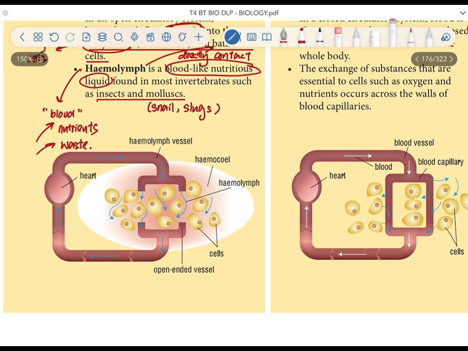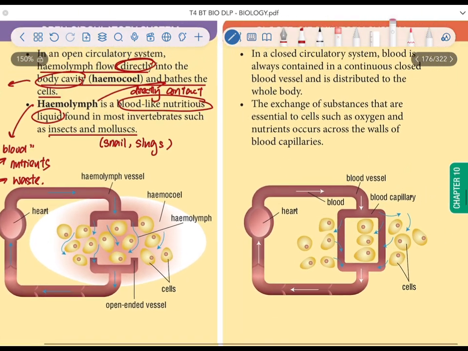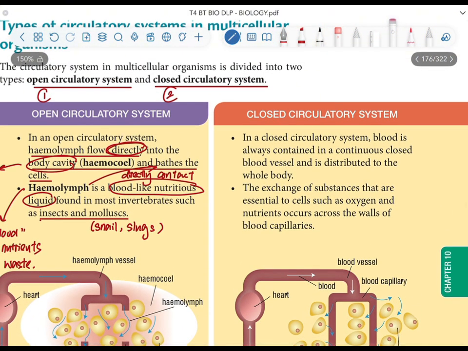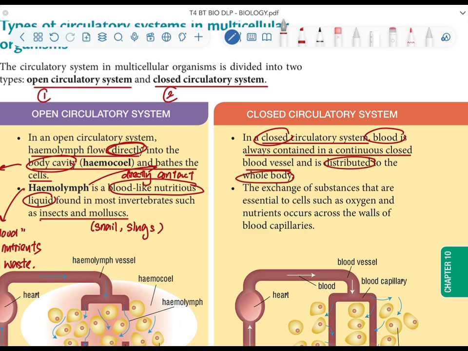Okay, next we're going to look at what is meant by the closed circulatory system. First of all, we need to know why one is open and another one is closed. This actually refers to the blood. When we say this is a closed circulatory system, it means the blood is always contained in continuous closed blood vessels and is distributed to the whole body.